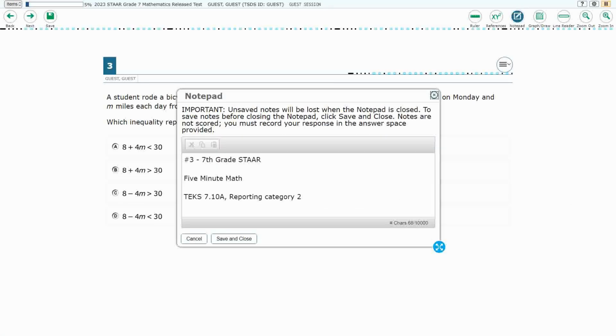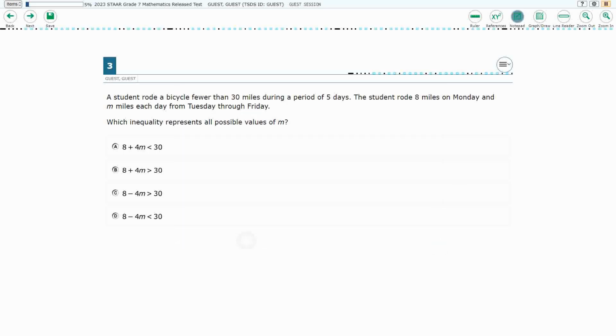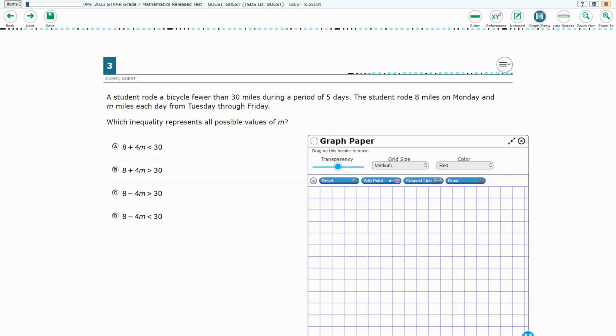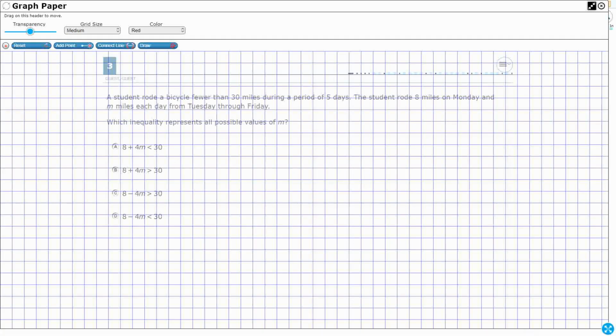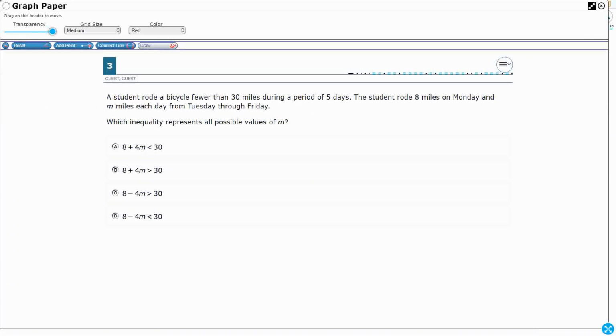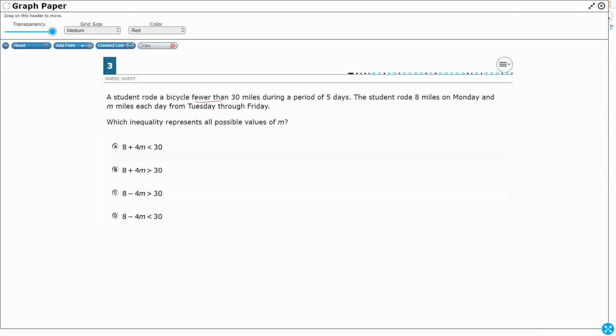Number 3, we are looking at TEK 7.10a. This is in reporting category 2. So we need to take this real world situation, turn it into an inequality. And so if we read this sentence carefully, they give us exactly what we need here. A student rode a bicycle fewer than 30. So that's going to be our first clue. We need to take that. We need to say less than 30 during a period of 5 days.